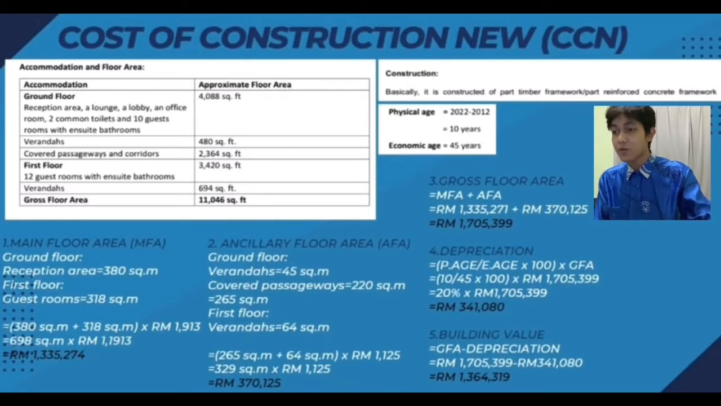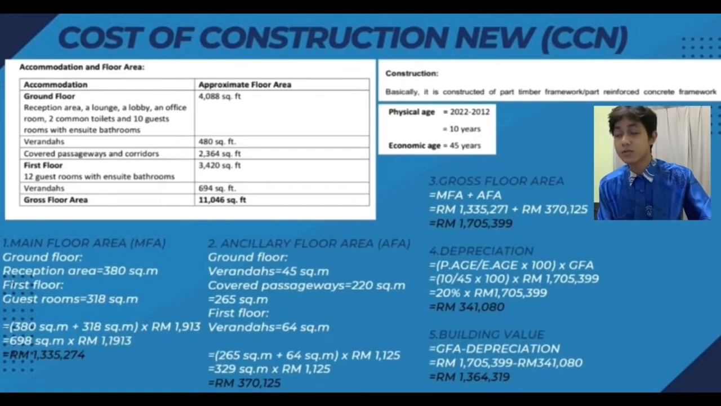After that, we have to multiply with the price per square meter. And how to get the price per square meter for MFA is from archives, because there is no price per square meter provided in MPGP, so we have to assume. So the total of the reception area and restroom is 698 square meters, which will be multiplied with the price per square meter, which is 1,930. And after that, we will get the total MFA of 1,330,5,274.